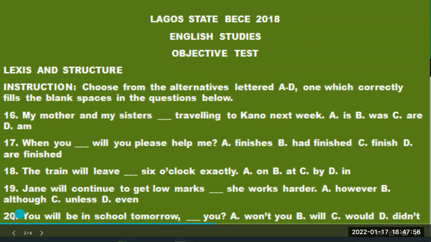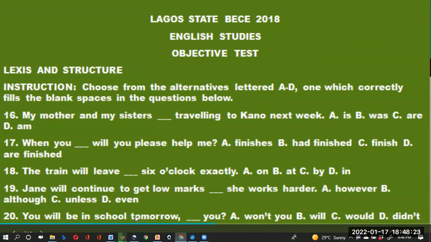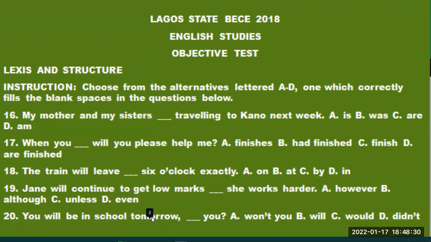Now, question number 20. You will be in school tomorrow, dash you. This is a question tag. And there are certain rules that govern the use of question tags. One of the rules is simple. A positive statement requires a negative tag, and a negative statement requires a positive tag. What do we mean by this? You will be in school tomorrow is a positive statement. The negative will be you won't be in school tomorrow.